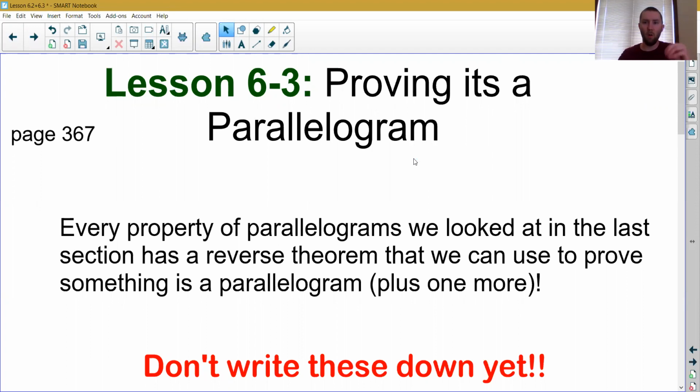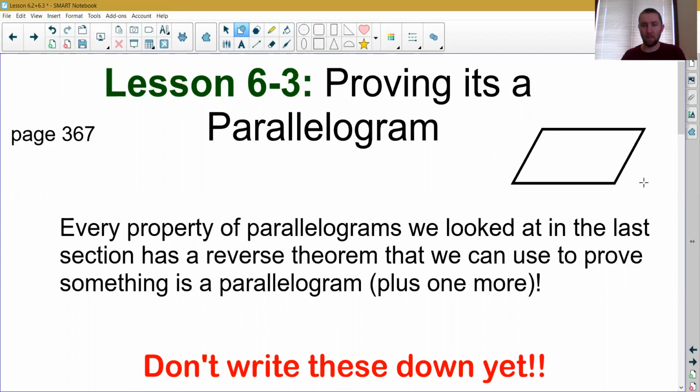Now, most of this today is going to be based on the properties that we were talking about in our last video, the different properties of parallelograms. So remember that our definition for a parallelogram is a four-sided shape that has both pairs of opposite sides parallel to each other, right? So this is parallel to this, this is parallel to this.